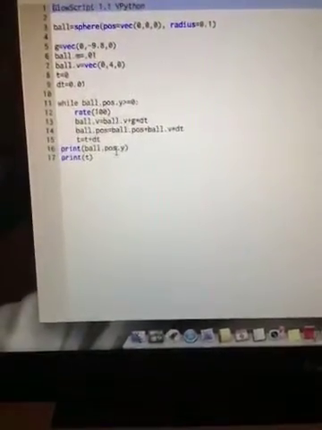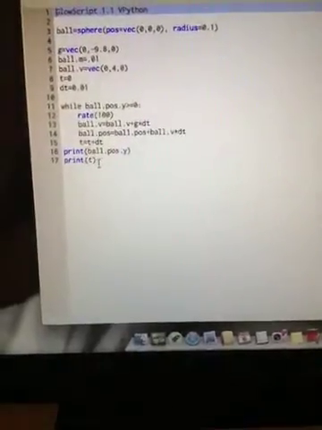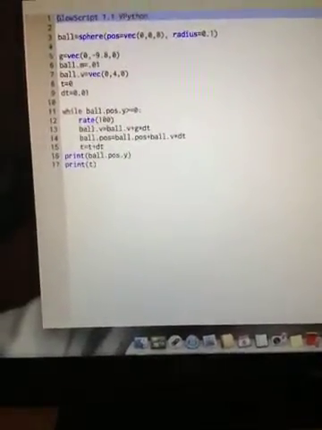And we're going to print the position of the ball and how much time it takes. So let's go ahead and run it. And we get to the ball. It took 0.8 seconds for it to go through its motion.